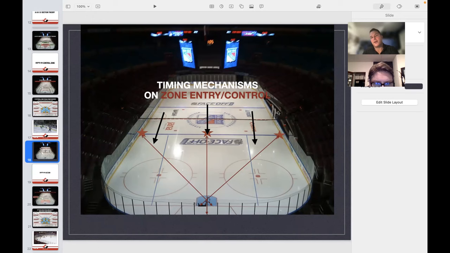So the timing mechanism is just understanding as soon as that player crosses this blue line, the blue line's in front of them, now the blue line's behind them. That's a timing mechanism. You're pivoting, moving to position, and deciding, do I have backside pressure or do I have a mid lane driver? And is my mid lane driver going to beat my puck carrier? Because if he does, he's going to go to the short side for the give and go. And I'm going to have to deal with either a screen or a below the goal line pass out.